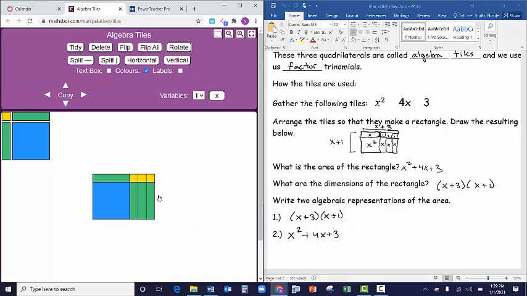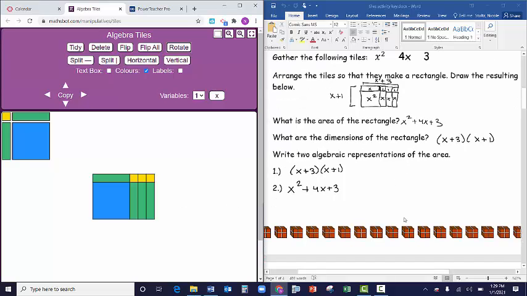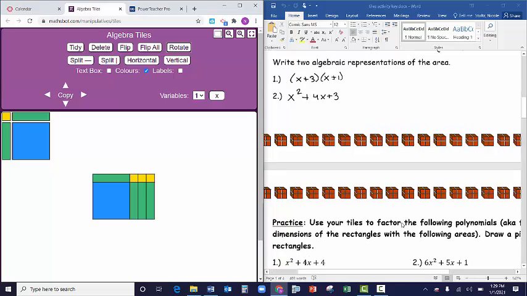Or I can just add all the pieces together, and I get the answer that way. So what you're going to do is practice that. We have a whole bunch of practice problems. You're going to try to use those tiles to factor your polynomials just like I did.